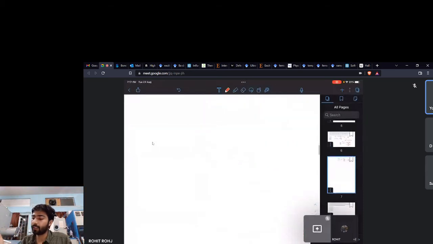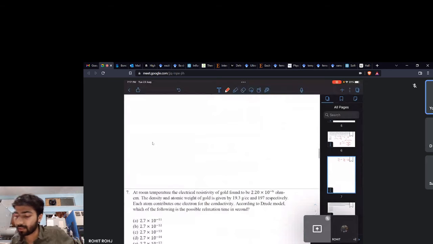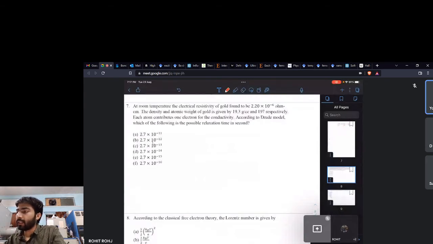Now moving on to the next question, question number 7: at room temperature the electrical resistivity of gold is found to be 2.20. Let me just write it down. And the density and atomic weight of gold are given so and so.